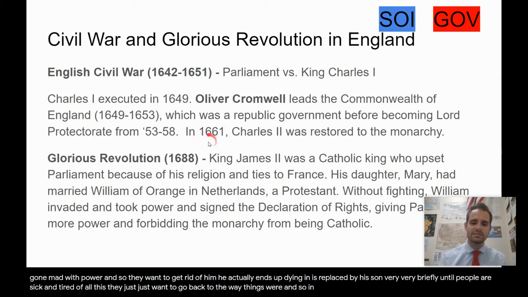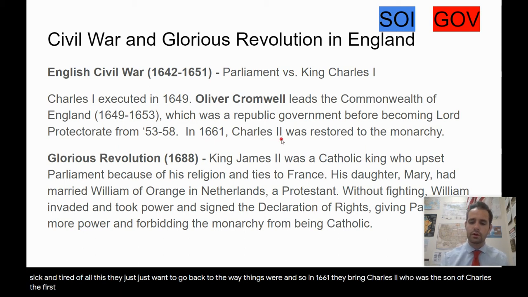And so in 1661, they bring Charles II, who was the son of Charles I, first. They bring him back to England and restore him back to the monarchy.